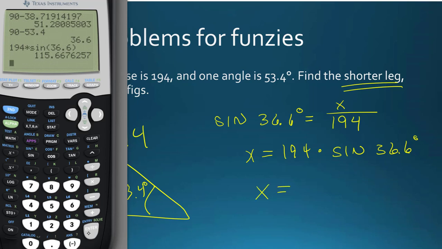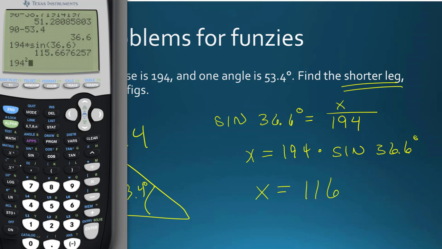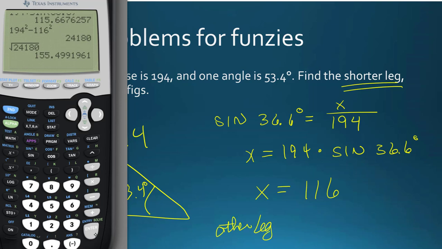And I could probably work out the other one just to make sure, but I don't know how much I care. Oh, 194, I guess I do. 194 squared minus 116 squared. And if I took the square root of that, I'd get the other leg, which is 155. So clearly that one's shorter, but I knew it was going to be anyway because I'm kind of a genius.